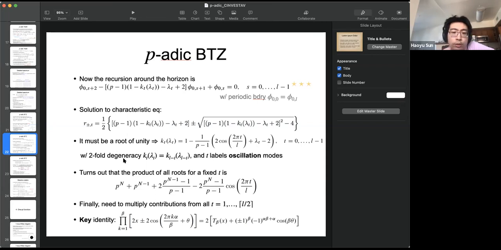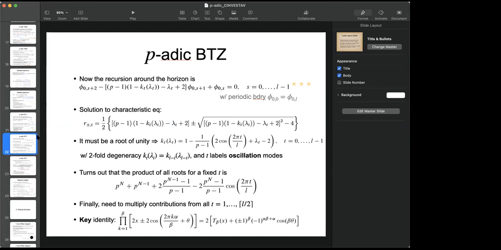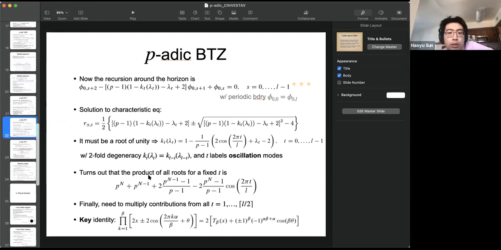So we see that there's a twofold degeneracy due to these cosine functions. And now the label t, the minimum label t, becomes clear. It labels the oscillation modes around the horizon. It turns out that the product of all the roots of the polynomial, which is the value of the field at depth n, for fixed t, for fixed oscillation mode, is as follows.